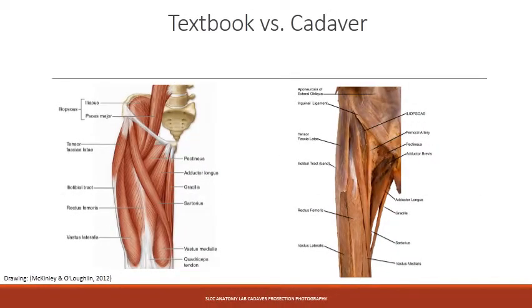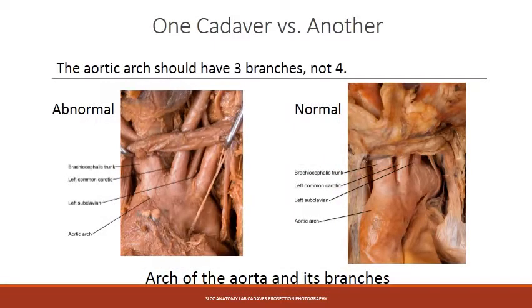Anatomical variation exists between the textbook and reality. Traditionally, the student must study from a textbook drawing and then locate the same structures on a cadaver. This can be very difficult. Anatomical variation also exists between cadavers.